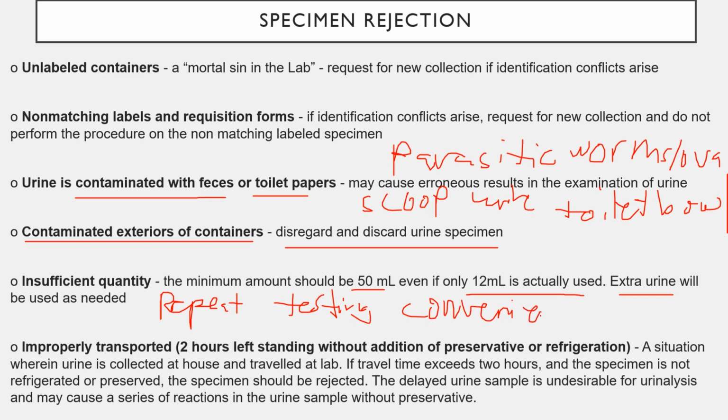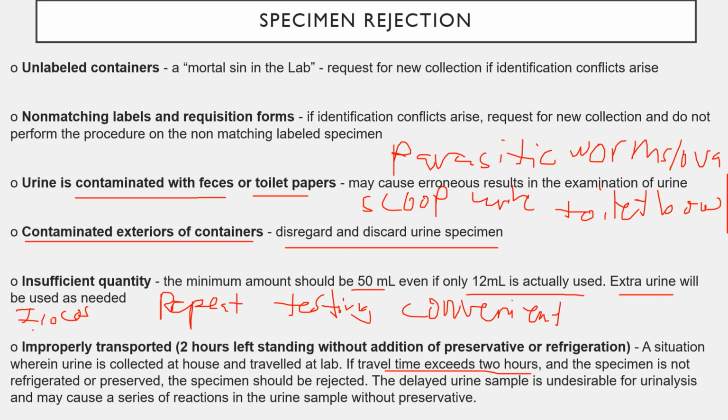So that's the reason why we always have an extra amount of specimen for urine. Then if they are improperly transported, class, so if they are left standing for 2 hours without preservation or refrigeration, class. So let's say, class, a situation wherein urine is collected at the house and traveled to the lab. If travel time would exceed 2 hours and the specimen is not refrigerated or preserved, the specimen should be rejected. So let's say, class, yung bahay mo is nasa Ilocos.